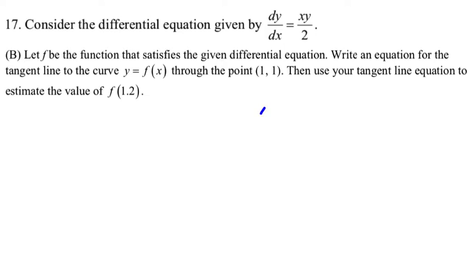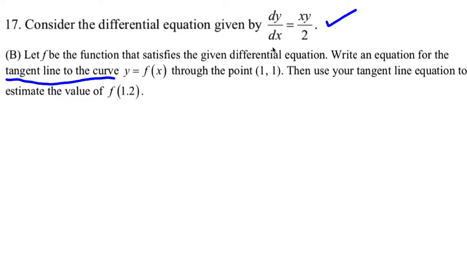So you are given this differential equation dy/dx is equal to xy over 2. Part A was just sketching the slope field. Part B says let f be the function that satisfies the given differential equation. Write an equation for the tangent line to the curve. A tangent line means the slope, and we're given the slope right here, for f of x through this point, 1, 1. So let's do that part first.